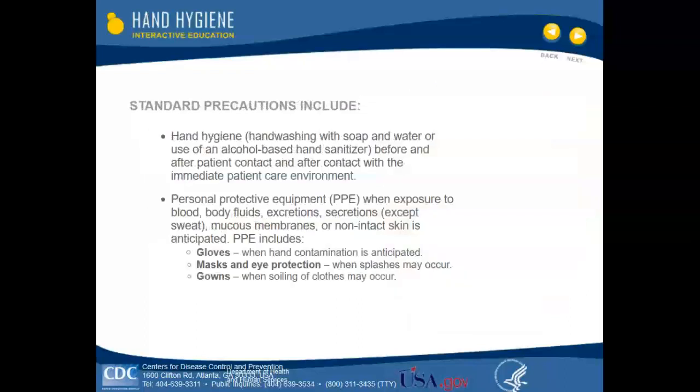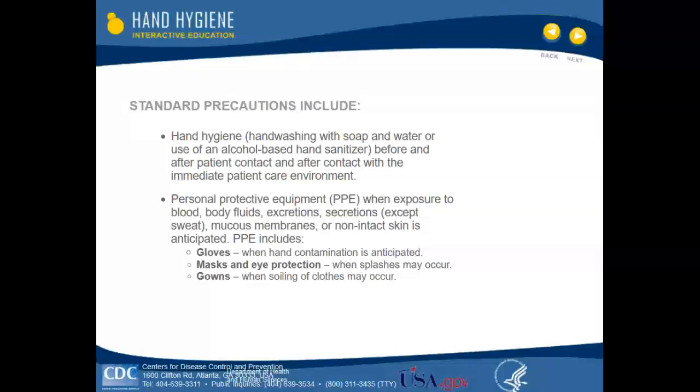Standard precautions include hand hygiene before and after patient contact and after contact with the immediate patient care environment. This includes hand washing with soap and water, as well as the use of alcohol-based hand sanitizers. They also include personal protective equipment, or PPE, when exposure to blood, body fluids, excretions, secretions, except sweat, mucous membranes, or non-intact skin is anticipated. PPE includes gloves, mask and eye protection, and gowns.